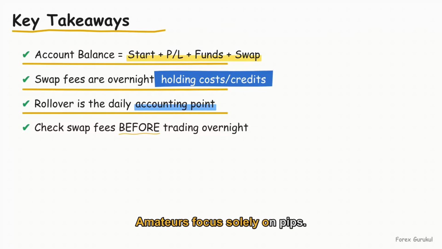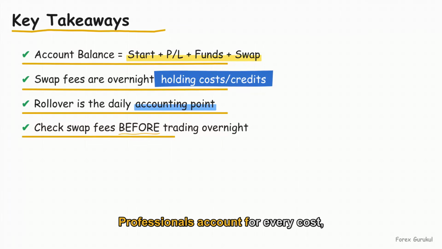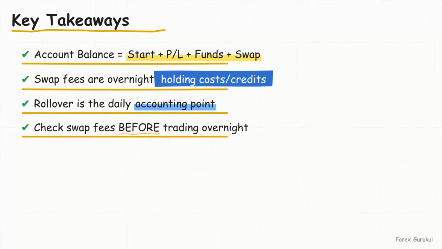Amateurs focus solely on pips. Professionals account for every cost, including swap. So, which currency pair are you practicing this on? Name it in the comments below.